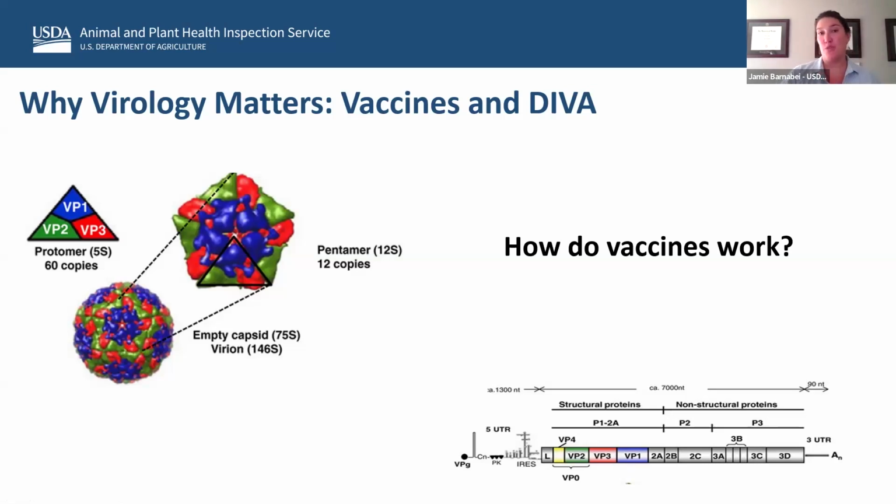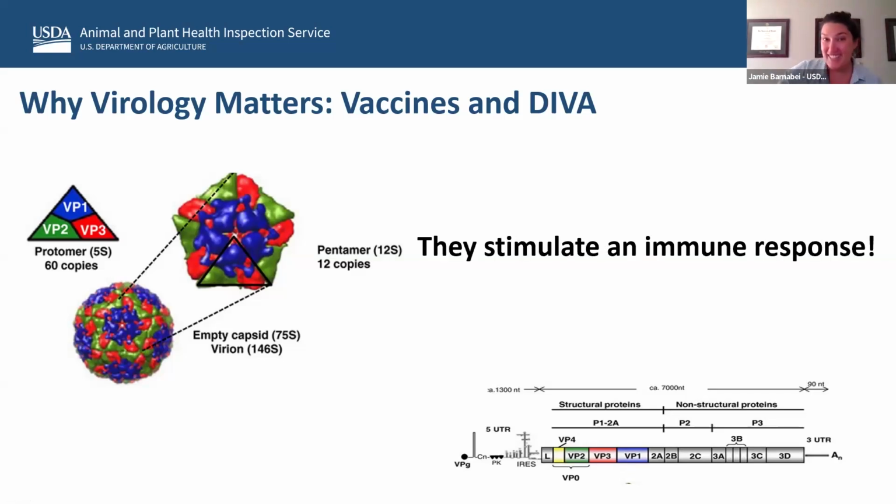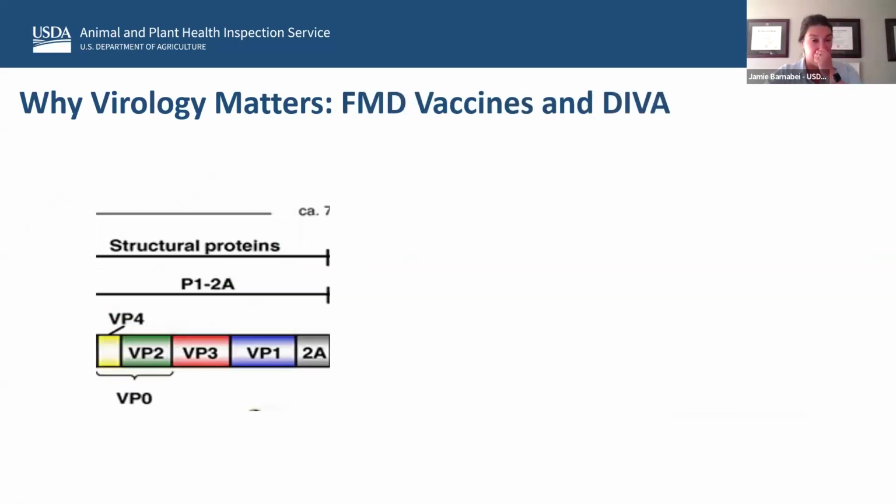We must have structural proteins. We must have intact capsids for our current vaccines to be effective. Without that antigenic component of the capsid, we don't get an immune response, meaning that vaccine's not really going to help us. So you guys were spot on because yes, vaccines stimulate an immune response. And for FMD specifically, it is the capsid that we need to get that. So we're going to break this down a little farther to the DIVA component.